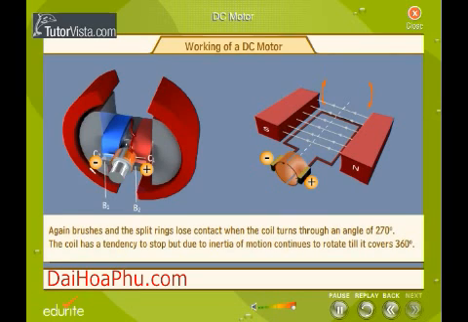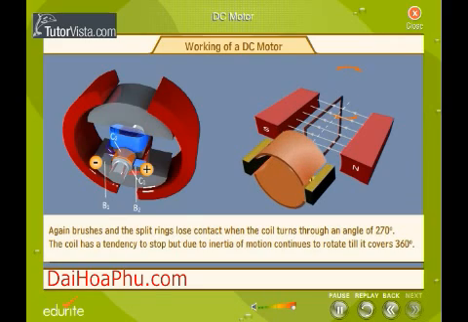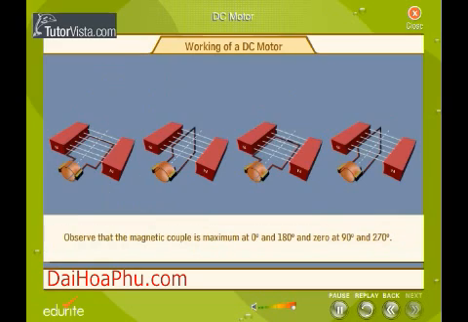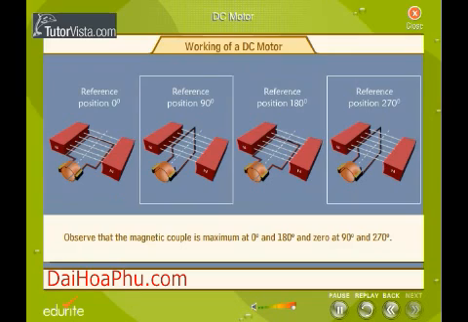Again, brushes and the split rings lose contact when the coil turns through an angle of 270 degrees. The coil has a tendency to stop, but due to inertia of motion, continues to rotate till it covers 360 degrees. The process continues. Observe that the magnetic couple is maximum at 0 degrees and 180 degrees, and 0 at 90 degrees and 270 degrees.